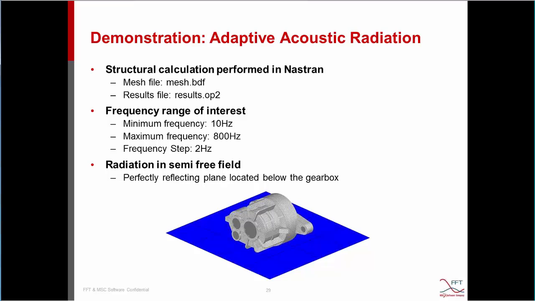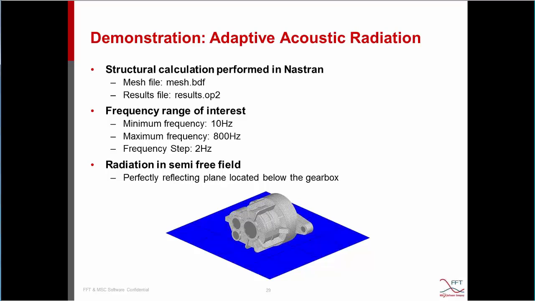Before going into Actran VI, here are the specifications I have for this model. I performed my structural calculation in Actran. I have a mesh file, which is mesh.bdf. I have a results file, which is results.p2.